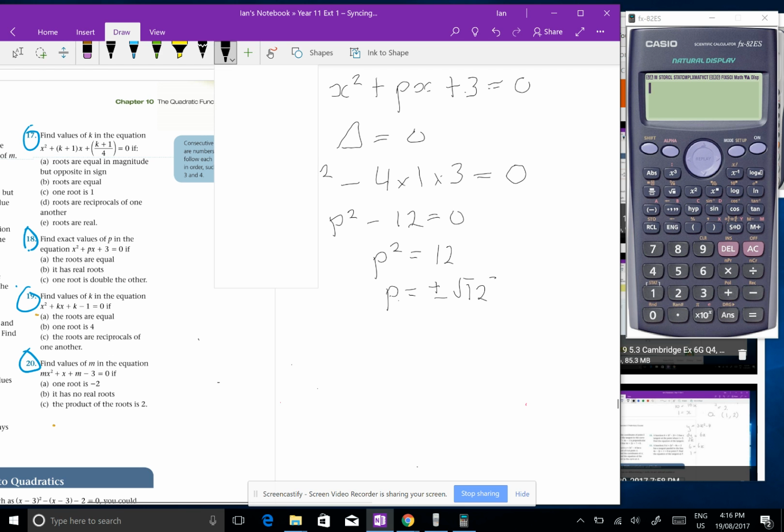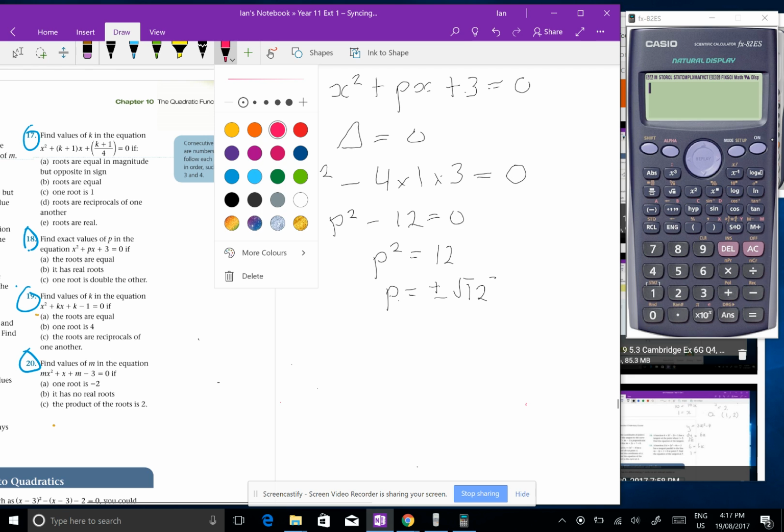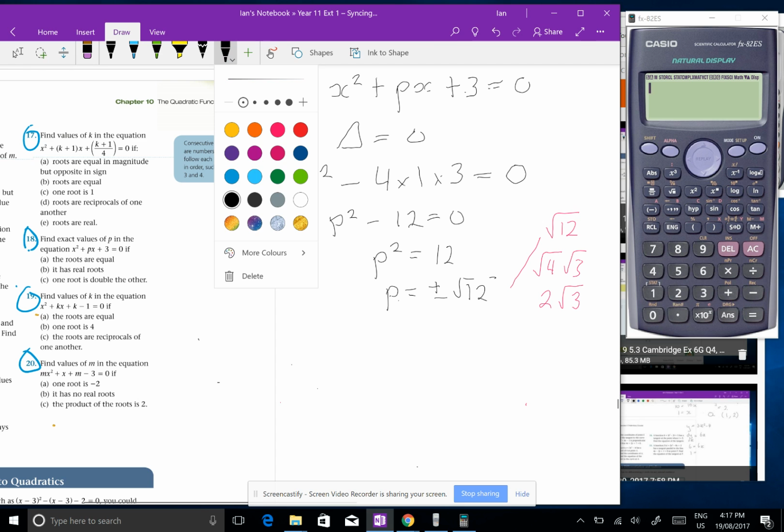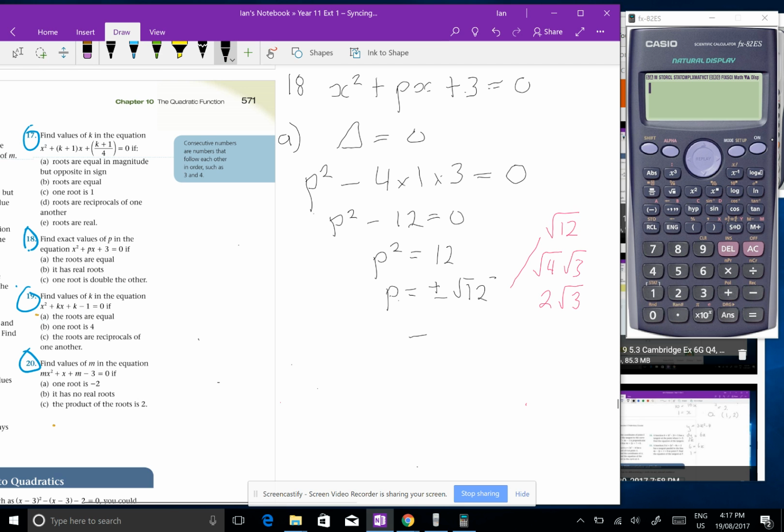And I know that the square root of 12 is the square root of 4 times the square root of 3, which is 2 root 3. So p equals plus or minus 2 root 3.